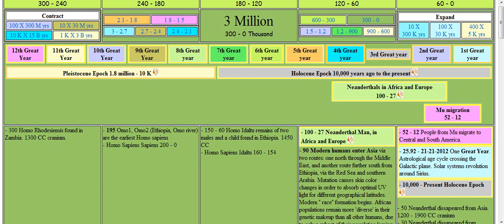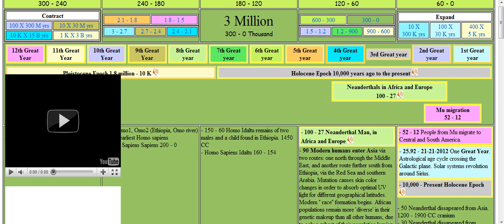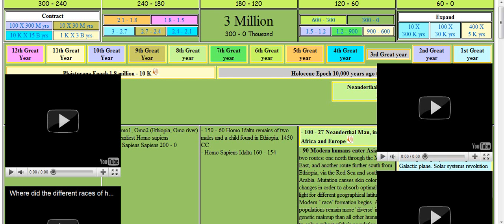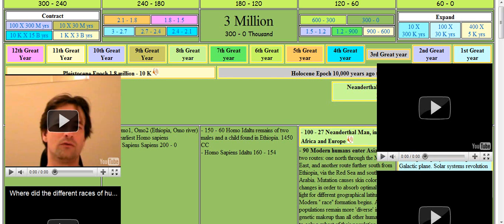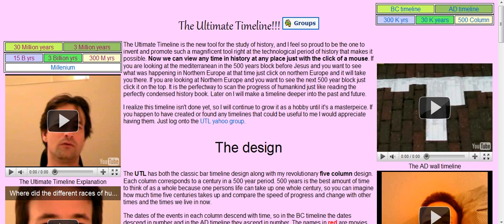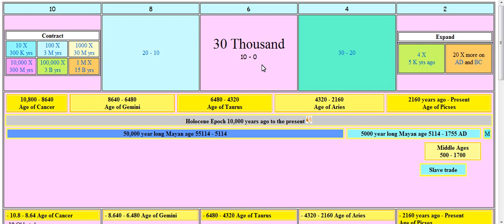So let's go back to the timeline and look at the next page, and then we'll go in and check out BC, and then you're going to get a nice view of moving forward in time and comparing different parts of the world in that same time much better. So 330 million, 3 million, and then the 500 column I already showed you, and then we have the 30,000, where it goes 30,000 years across. So this is just 3 pages.